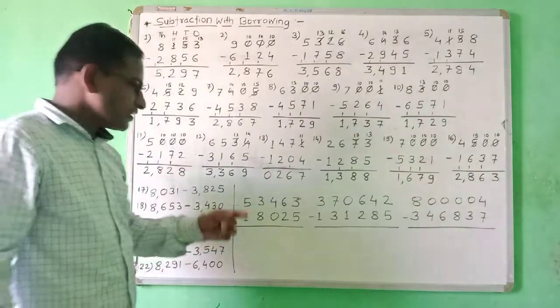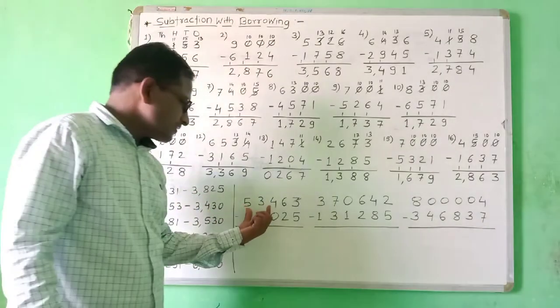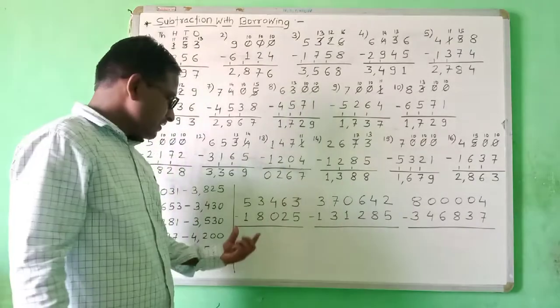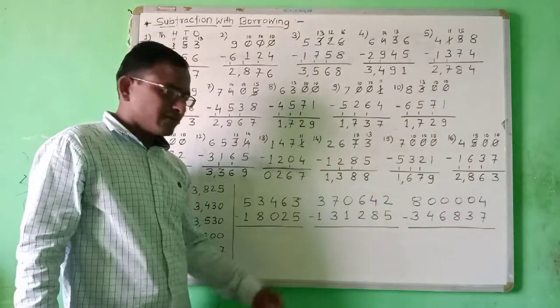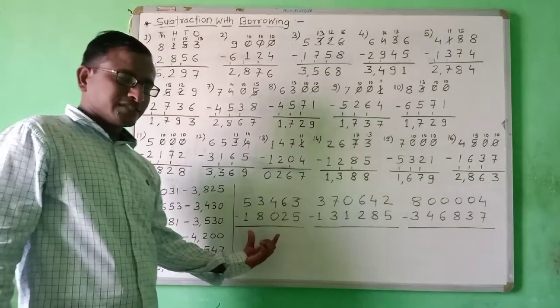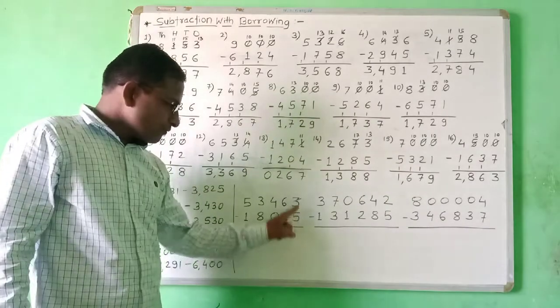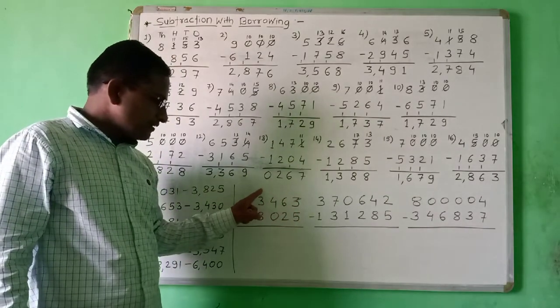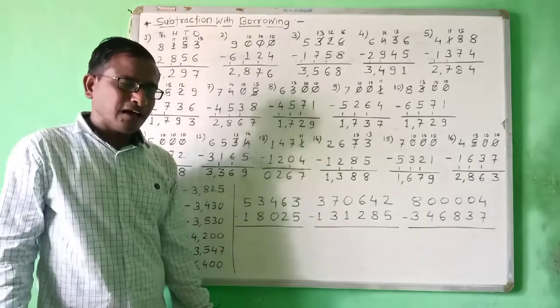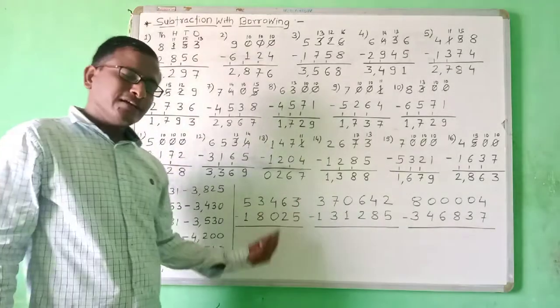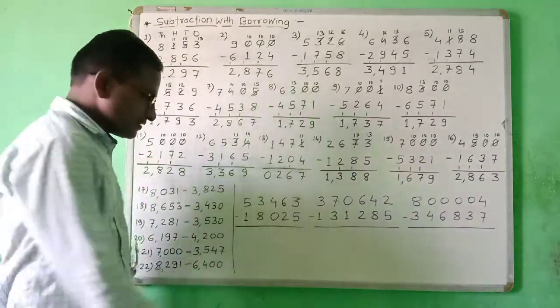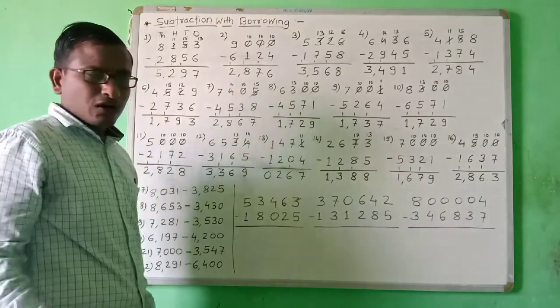See here one more example. 53463 minus 18025. So here 5 digits are present. So the 1's, 10's, 100's, 1000's, and 10,000's places are present here. So again, starting subtraction from the 1's place, here 3 minus 5, not possible.